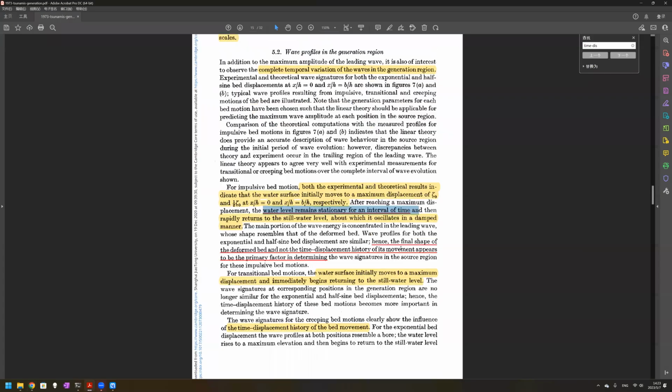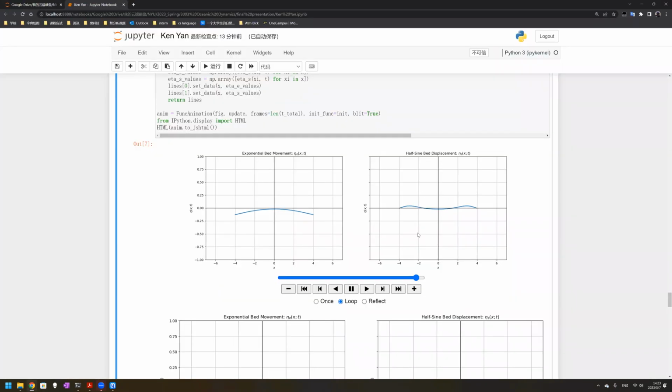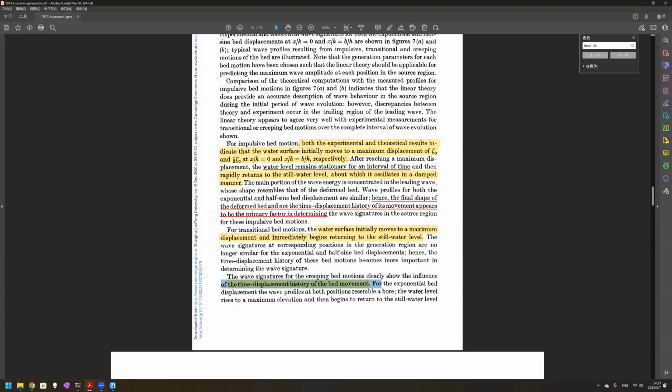And then the author also said for the impulsive motion, the final shape of the deformed bed is not dependent on the time displacement history of the bed, yet compared to the creeping bed motion, it is significantly determined by the bed displacement history, which is for the right-hand side of the graph. The wave is dependent on time displacement history.